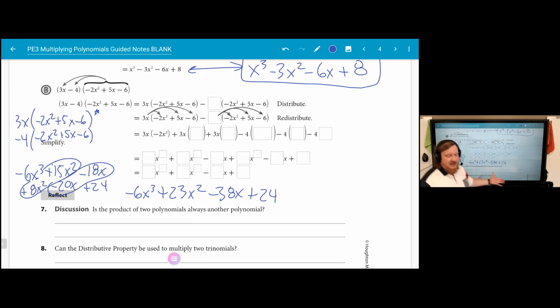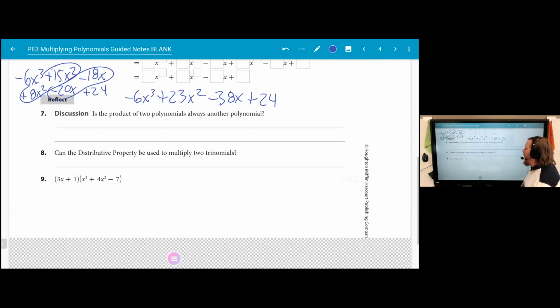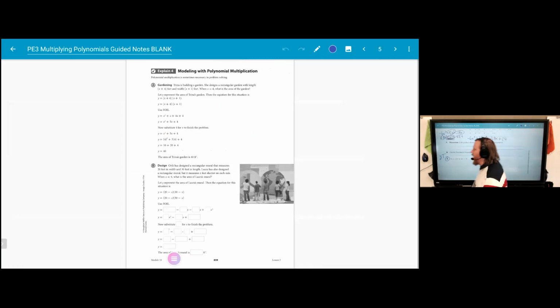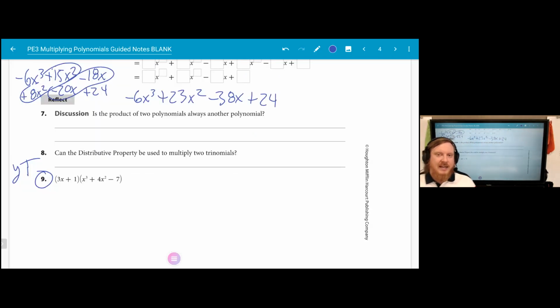So very interesting there. That is how we take care of multiplying polynomials. After that, it's just simplifying, combining like terms. Okay, can the distributive property be used to multiply two trinomials? Absolutely. Distribute through just the same way. Number 9 doesn't say it, but this is your turn. I think that's the only your turn in here. Yeah, there we go. Number 9, your turn. Give it a shot, see what you got, come back and check it.